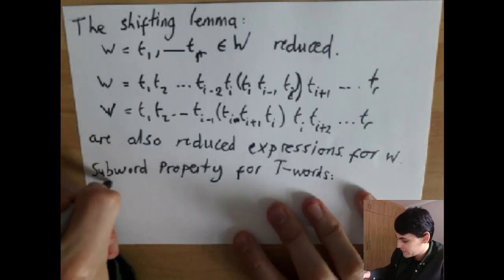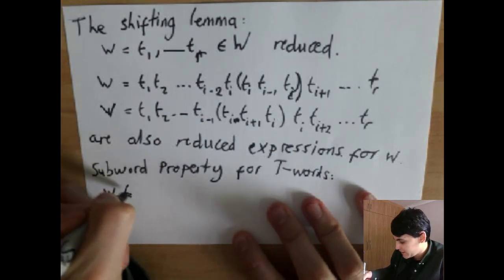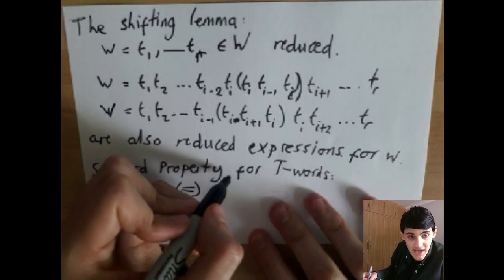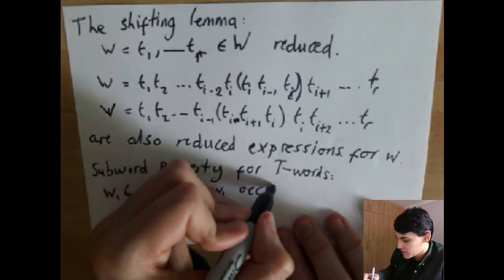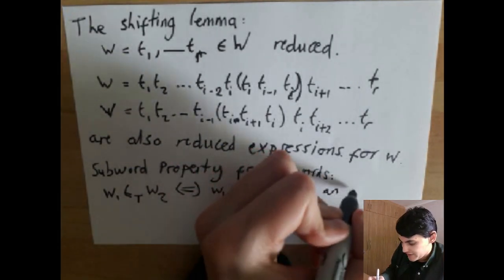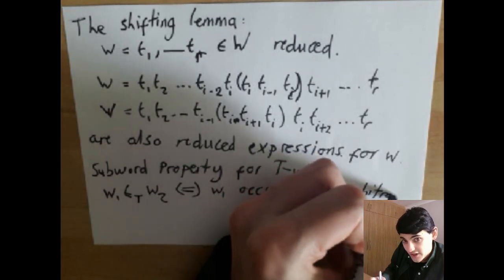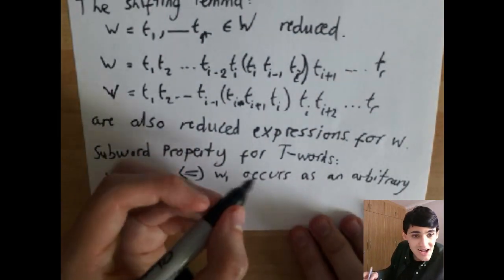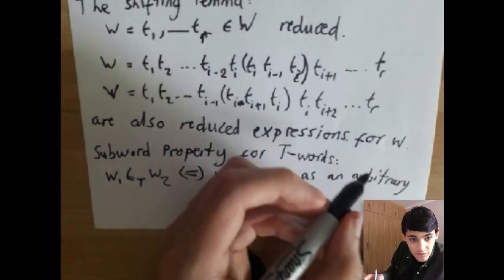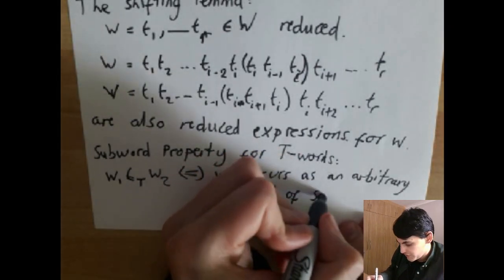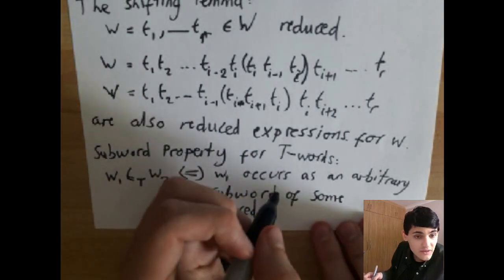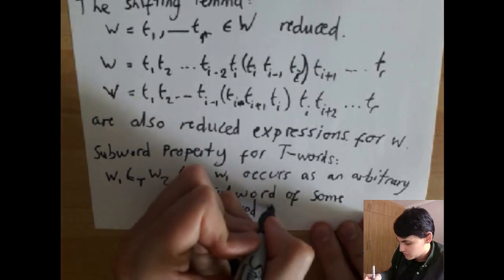And that is that if you've got W1 less than or equal to W2, then this is true if and only if W1 occurs as an arbitrary subword of some reduced form T word for W2.